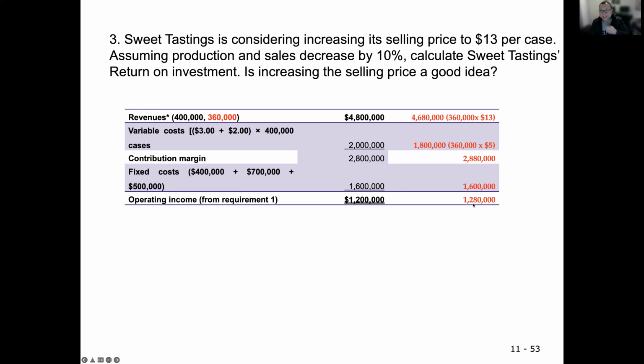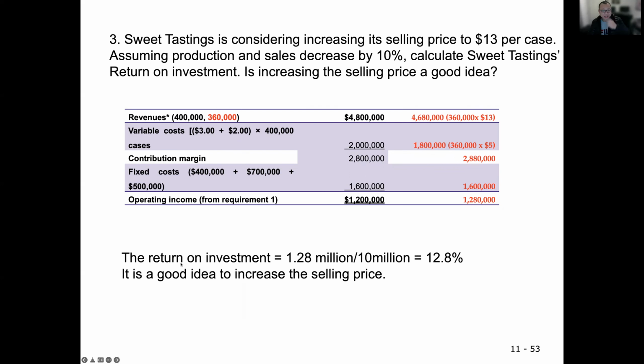Oh, it's even better, 1.28. So my return on investment is 1.28 divided by 10, right? The investment is 10 million. So this is 12.8%. This is more than 12%. So it's a good idea to increase the selling price.